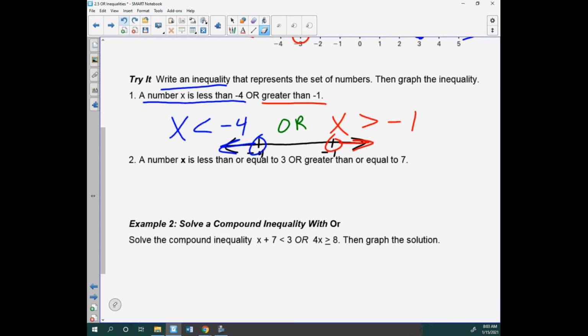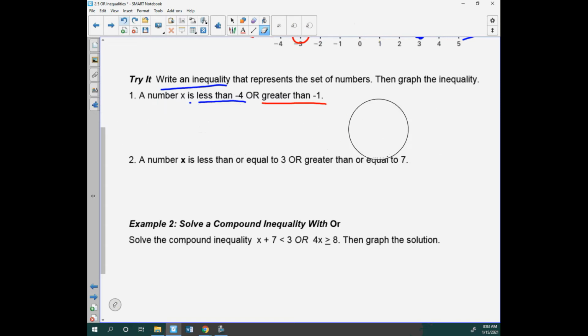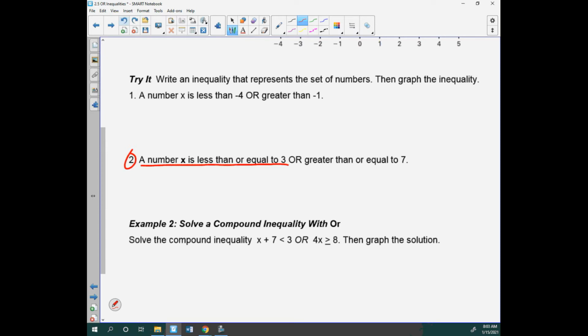I'm going to erase this just so it doesn't look as messy. You can kind of see what I'm doing here. So number 2, it says a number x is less than or equal to 3. Let's just write that one down: x is less than or equal to 3. Now we're going to write the word or, because that separates it.